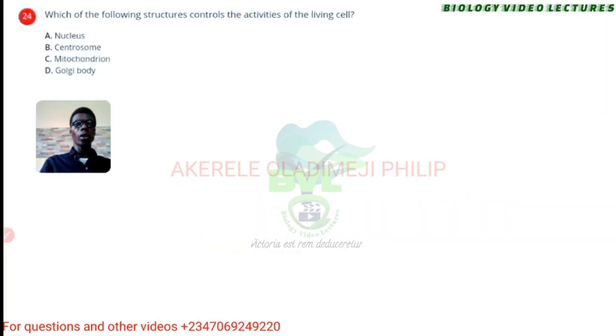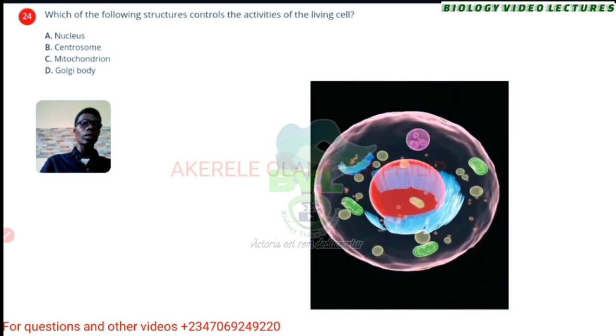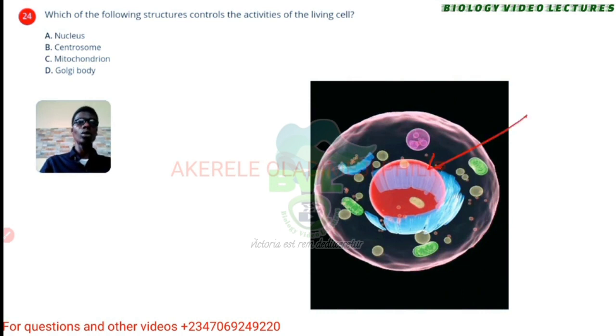All right. Which of the following structures controls the activity of the cell? We should remember that whether animal cell or plant cell, it has this major structure called the nucleus, which controls all activity of the cell, which makes this the correct answer. Centrosome is actually a structure that helps in cell division. Then we have mitochondria that produces energy. So this is the mitochondria. The Golgi apparatus is not shown here. This greenish one is the mitochondria. It doesn't have to be green all the time, please.